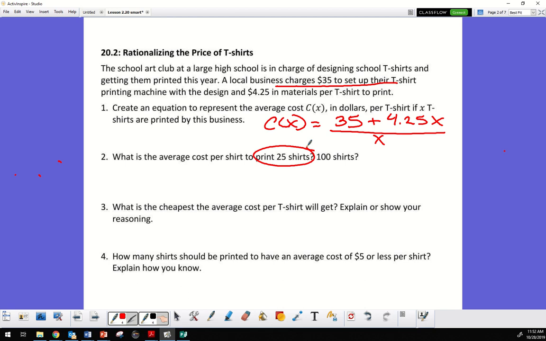Yeah. So what are we going to get? Divided by this. Do you plug 25 into the top x and bottom x? Yes, both x's. So it's going to be c of 25 is equal to 35 plus 4.25. So it should look like this.